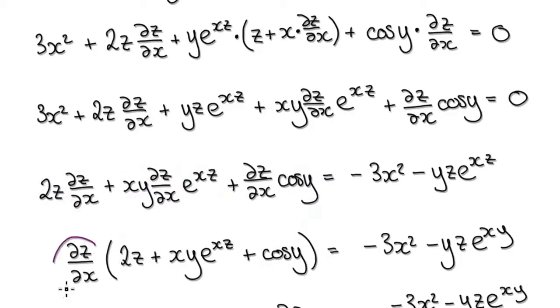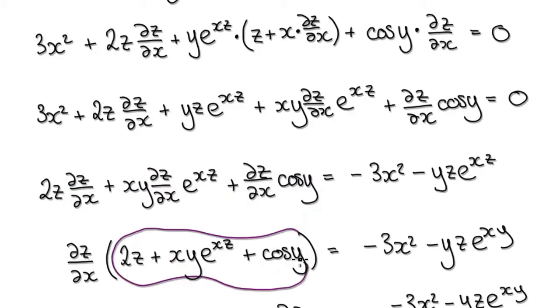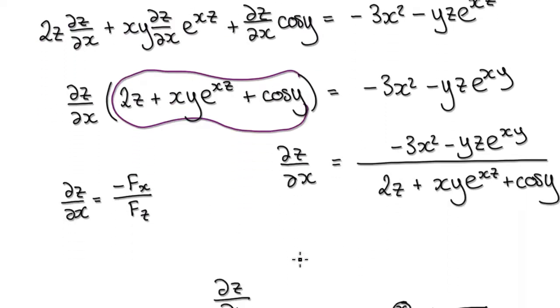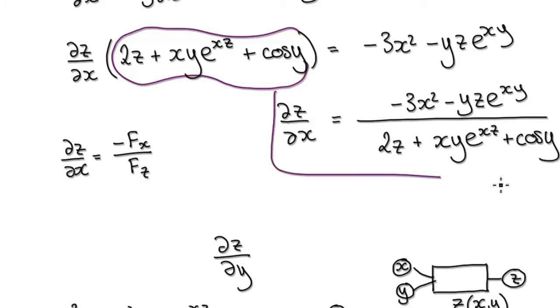So now you want to get this on its own. Now divide both sides by this bubble here. That will then give you this. So now you've got your answer. It is this thing here.